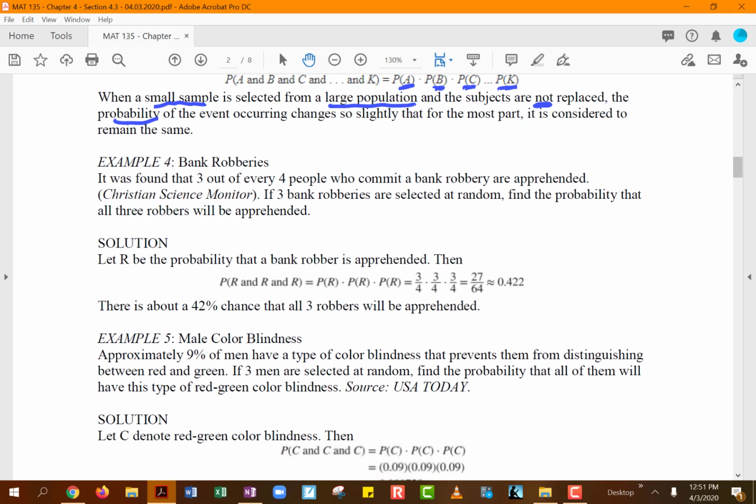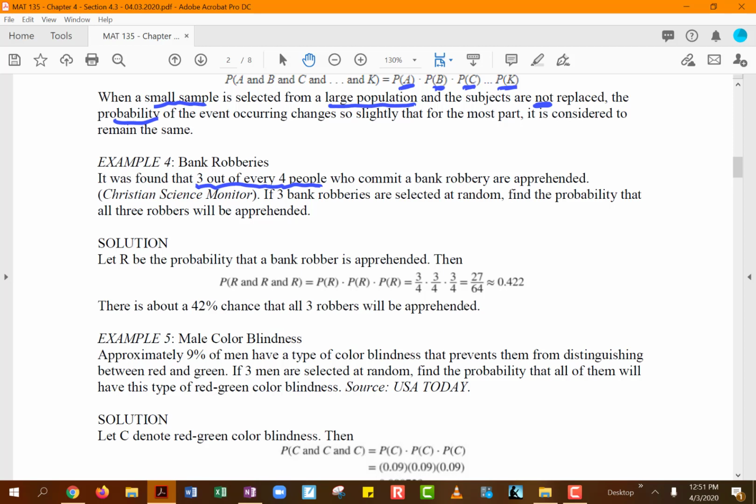Alrighty, so let's go ahead and take a look at our next example here. This one is talking about bank robberies. So we're saying it was found that 3 out of every 4 people who commit a bank robbery are apprehended, right? They are caught. So if 3 bank robberies are selected at random, they want to know what's the probability that all 3 of these robbers were apprehended, right?